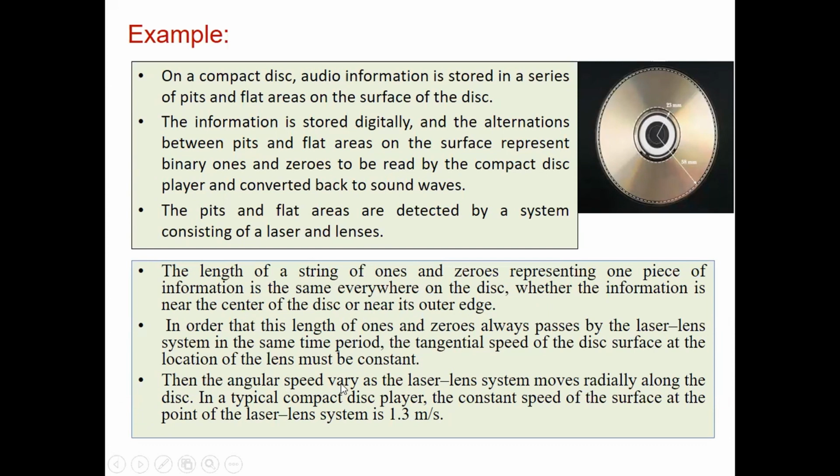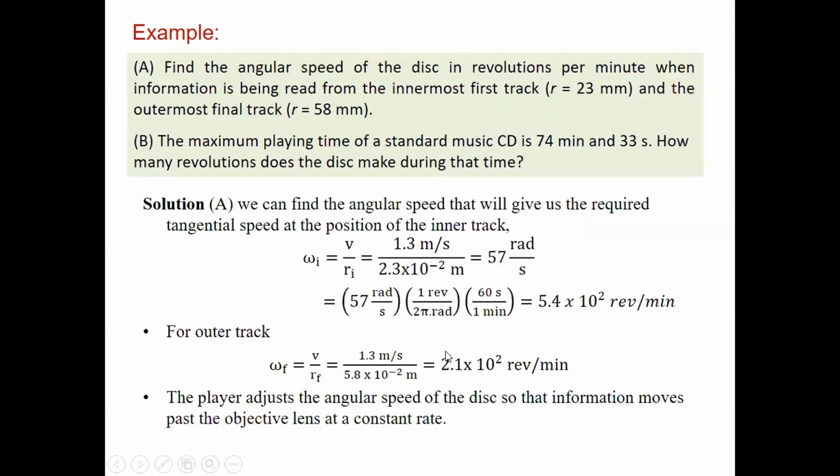Then the angular speed varies as the laser and lens systems move radially along the disk. So in a typical disk player, the constant speed of the surface at the point of the laser lens system is equal to 1.3 meters per second. Let us do an example to illustrate this.